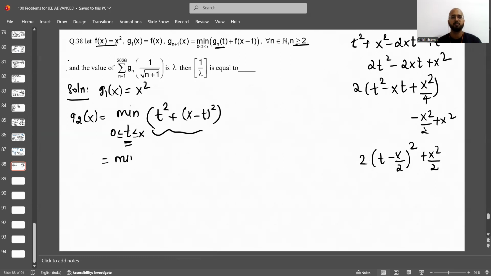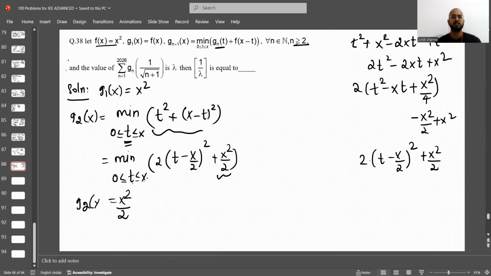This could be written as the minimum over 0 ≤ t ≤ x, and then I get 2 times (t − x/2)² + x²/2. My t is varying between 0 and x, so this quantity will be minimum. So the minimum here is x²/2. That means my g2 of x is going to be x²/2. Similarly, we'll find out g3.